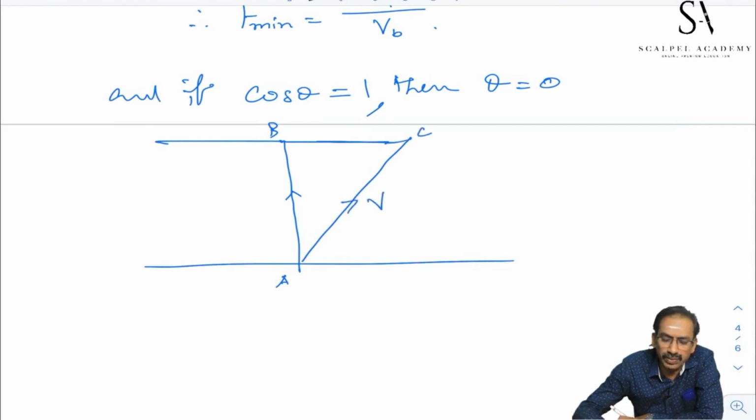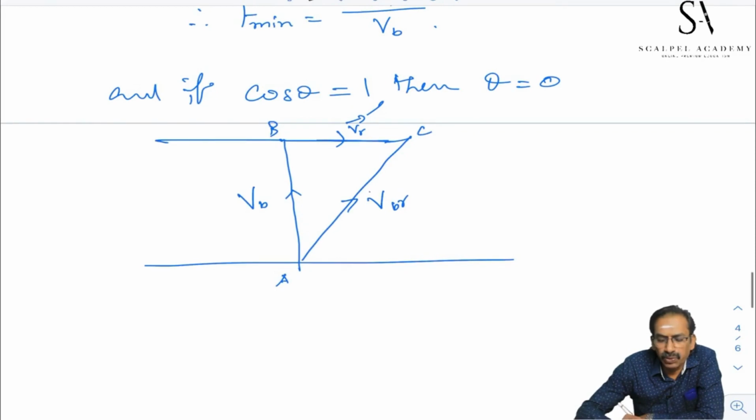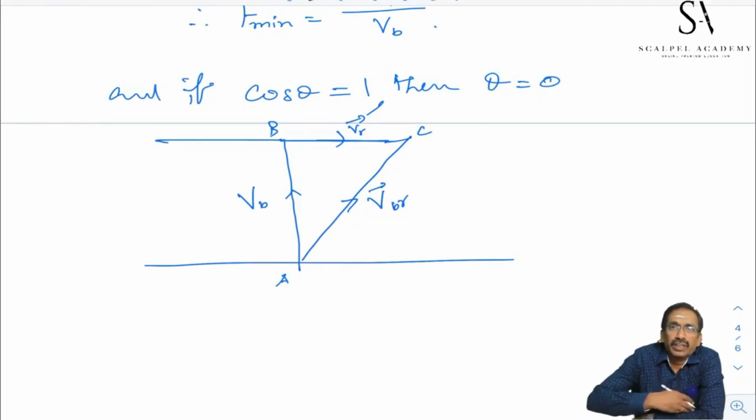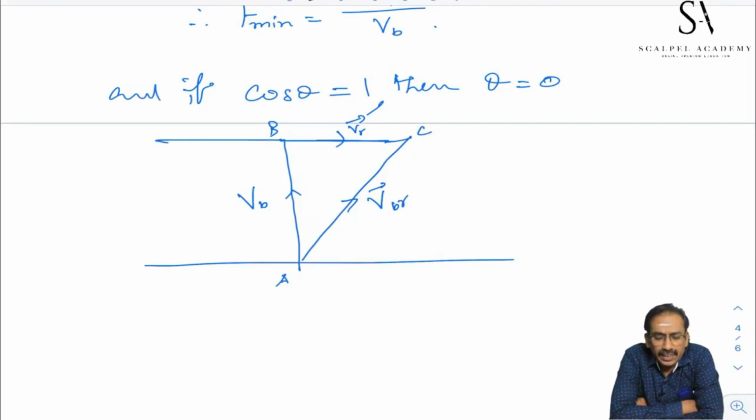This is the velocity of the boat in the river. This is the velocity of the river. So the velocity of the boat in the river will be along the AC direction. The direction is not important, in which direction it is moving. The boat is initially rowed along AB, but it will be dragged along AC, but the time taken will be short. The shortest time is d by Vb. This is the shortest time.